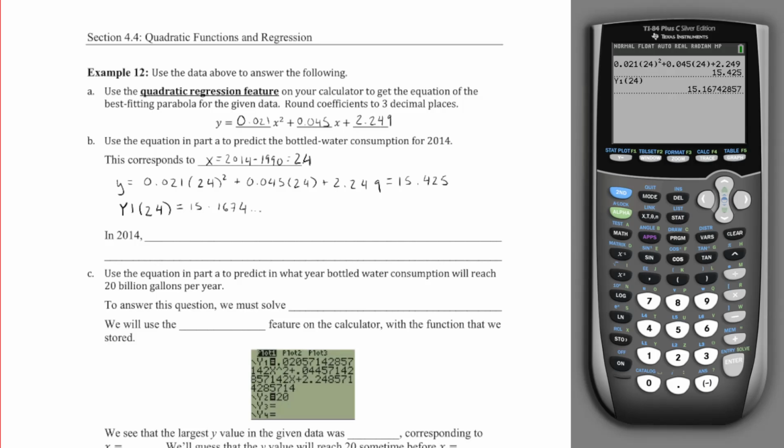In 2014, 15.425 billion gallons of bottled water were consumed. Okay.